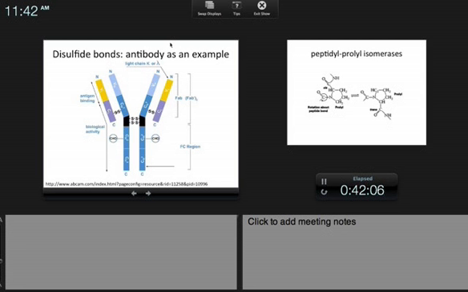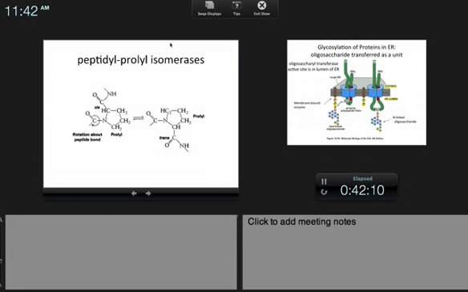So then, back to things that happen in the ER, peptidyl-prolyl isomerases. Those are involved with protein folding. They rotate amino acids around the peptide bond to help with protein folding, to get into the right conformation.